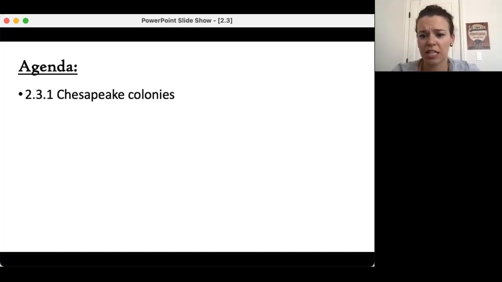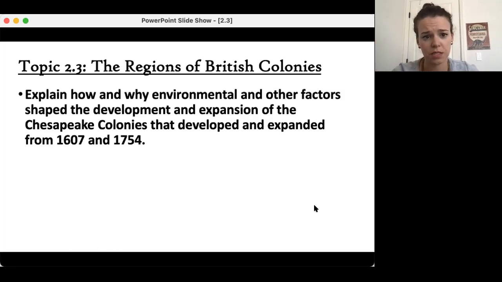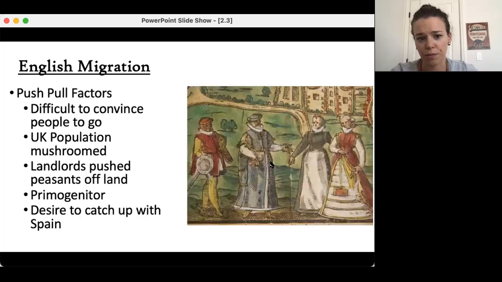So we're going to start by looking at the Chesapeake colonies, right? You will definitely hear terms like New England colonies, middle colonies, southern colonies in your textbook from your teacher. And there's a reason for that. These different regions have different characteristics, and we're starting in the middle. So you will be able to explain how and why environmental and other factors shape the development and expansion of the Chesapeake colonies between 1607 and 1754.